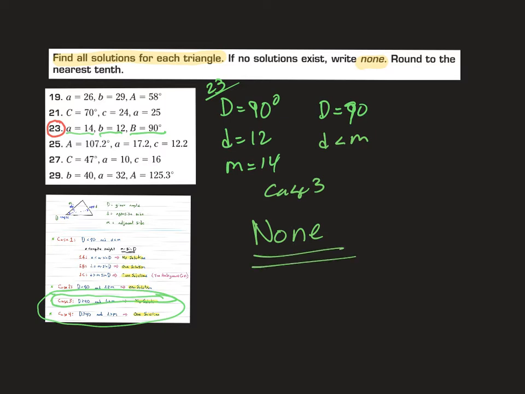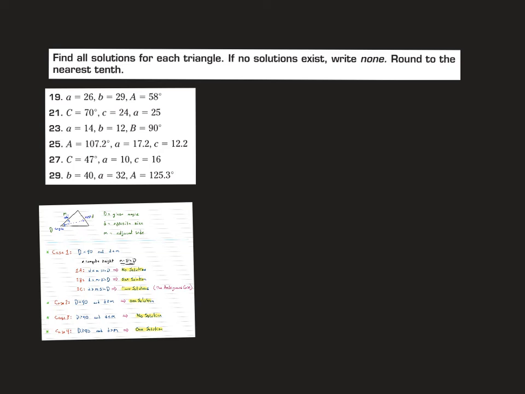So for this problem, I examine the information. I find out it's case 3, and that one is none. I like that problem. Didn't have to do a lot of math. Let's take a look at another one. On this side, let's take a look at number 25.